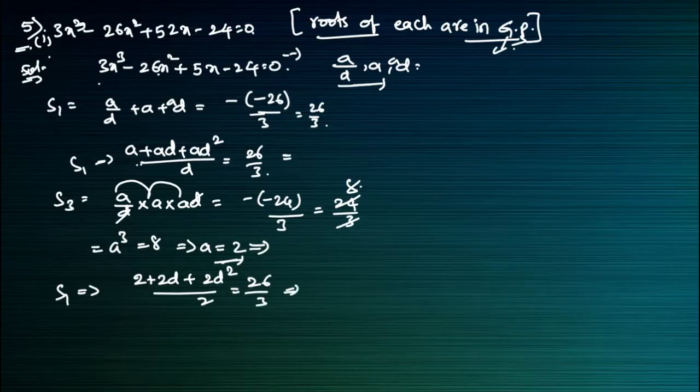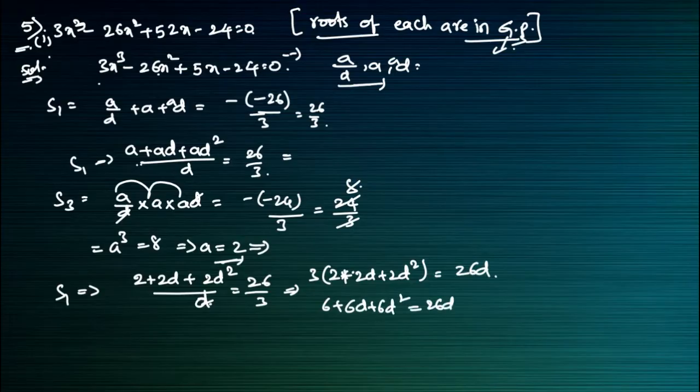So cross multiplication will do, so it will become 3 into, from all these things here, 2 will come. Okay, so here d is there, sorry, not 2, it is d here. So if I do cross multiplication, 3 into 2 plus 2d plus 2d square is equal to 26d. So after we multiply, it will become 6 plus 6d plus 6d square is equal to 26d. So if I bring this to the left side of the equation, it will become 6d square minus 20d plus 6 is equal to 0.